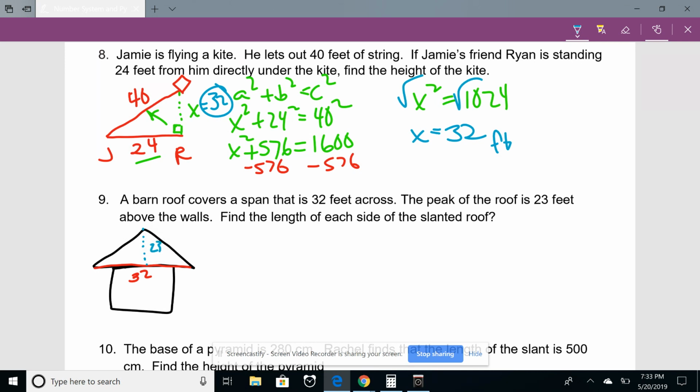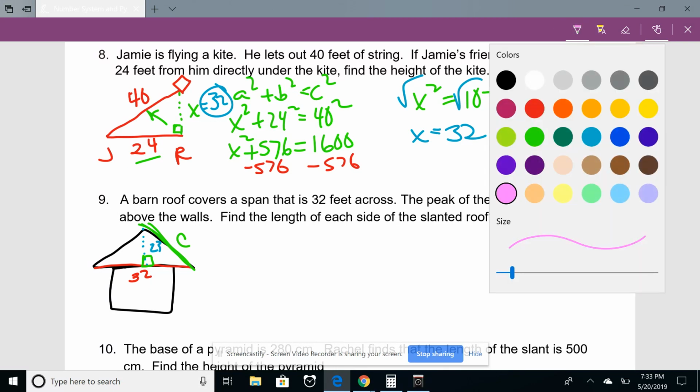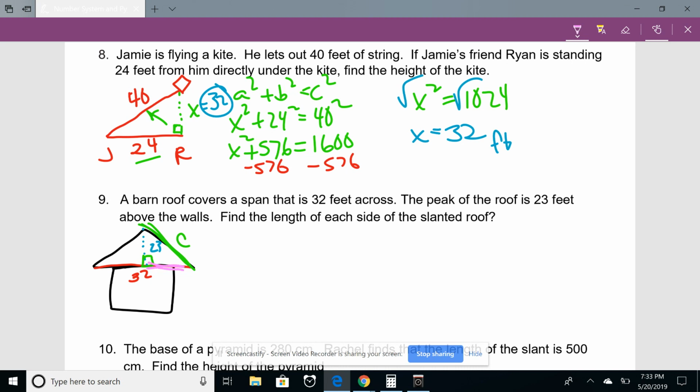Look at that. It makes two right triangles, so you've got to be careful with the legs in this one. There's my right angle. Now we want to find the length of the slanted roof. So we want to find this slant right here, which is going to be my hypotenuse. Now be careful with the other leg. The other leg over here is not 32. It's half of 32 because that height is cutting the roof cover in half. So half of 32 is 16.